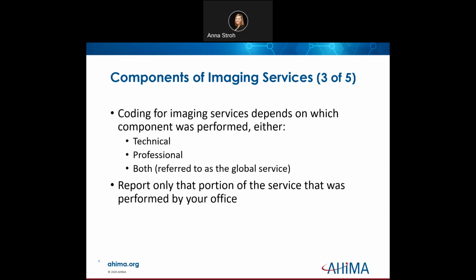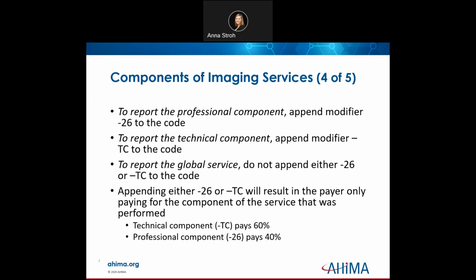When it comes to coding, you report only the portion of the service that was performed by whoever you're coding for or by your office. To report the professional service, you would append modifier 26 to the code. Modifier 26, you'll see in your CPT code book on the inside cover, says professional component. To report the technical component, that modifier is TC. That modifier you will not see in your CPT code book because it is not a CPT modifier. However, what I recommend on the inside cover of your book, get a pen out, write down TC and put technical component to help you remember that you need to use this for radiology services sometimes.